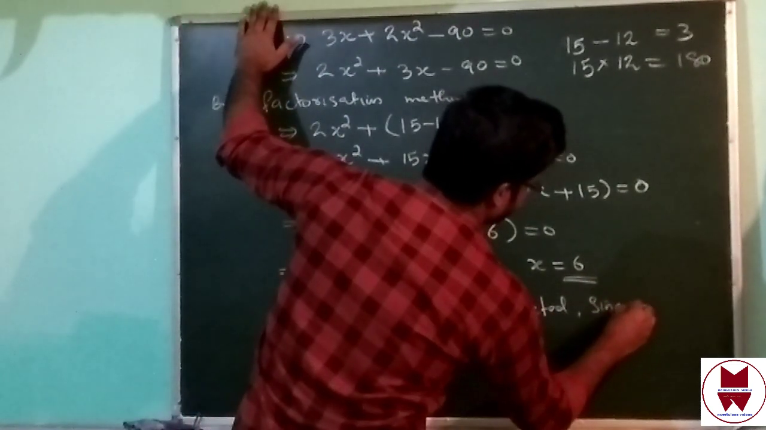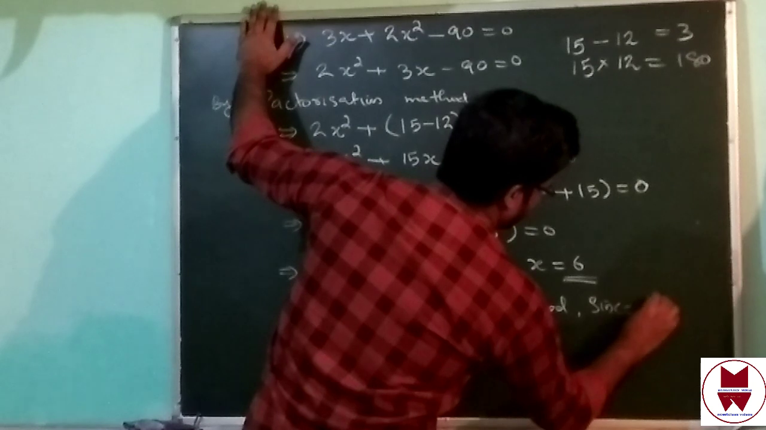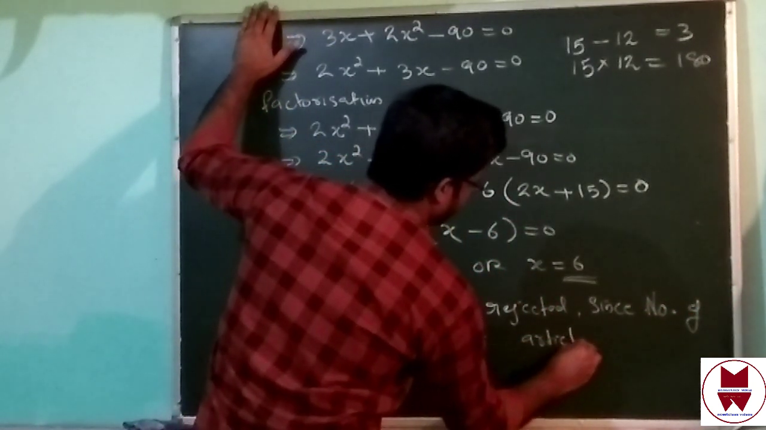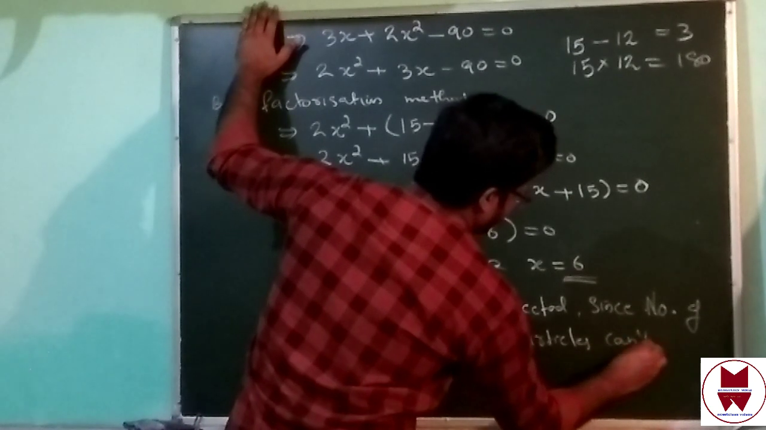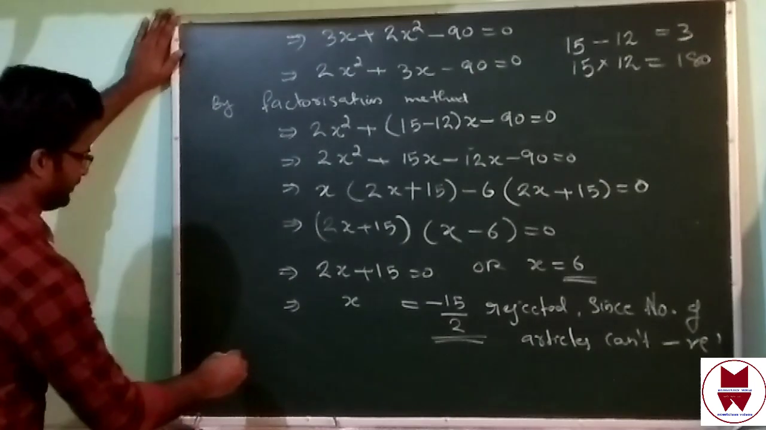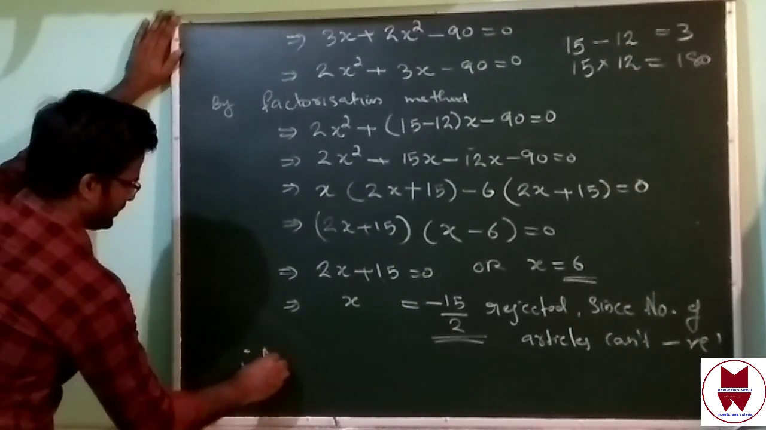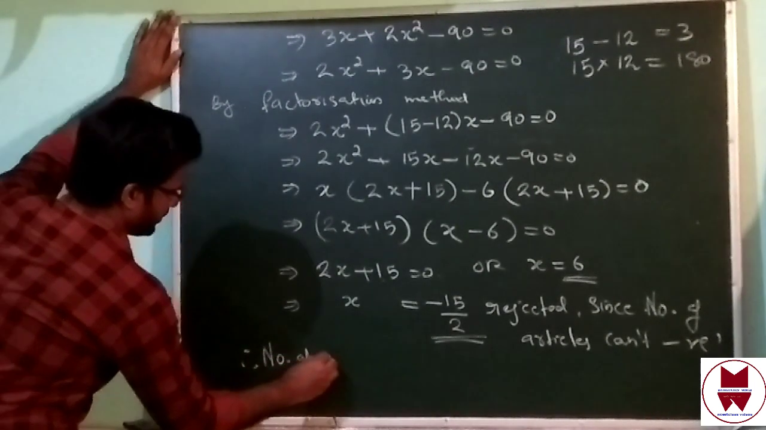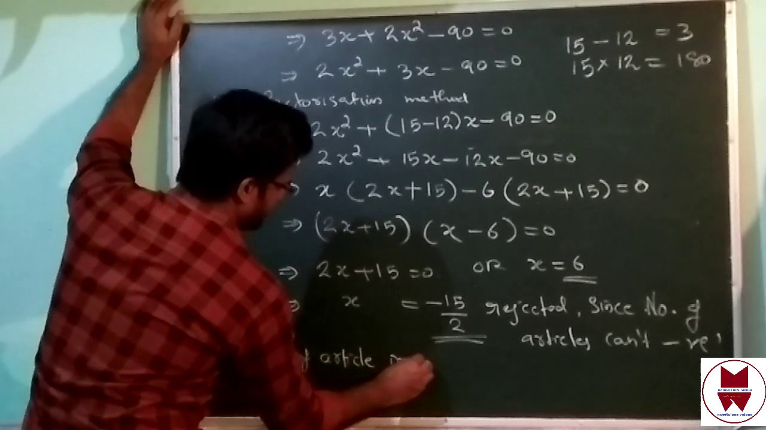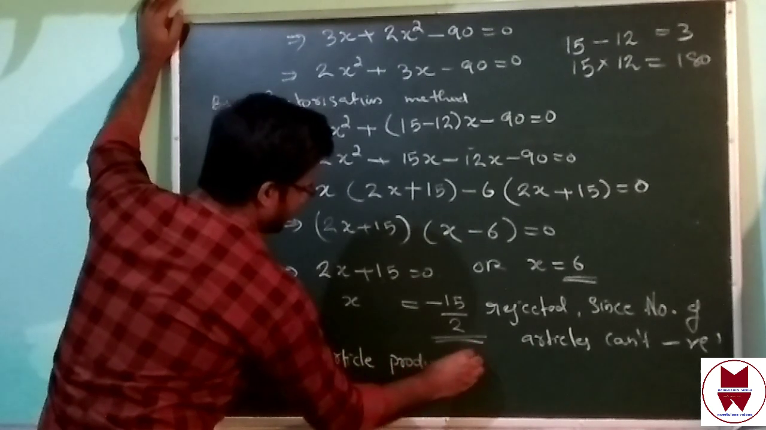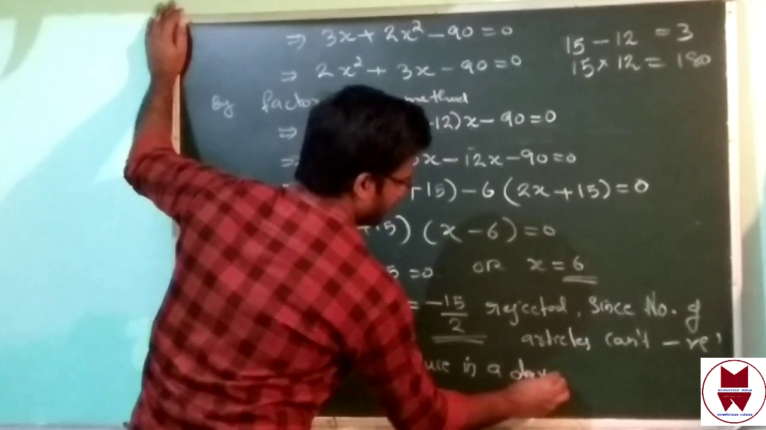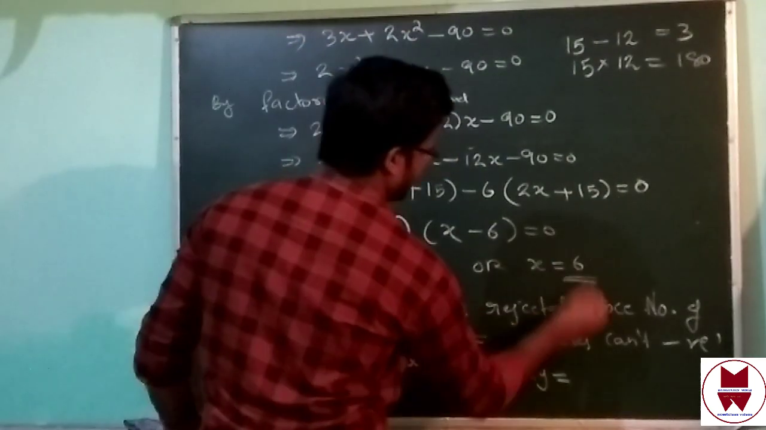Since the number of articles cannot be negative, therefore the number of articles produced in a day, in a particular day, is equal to 6.